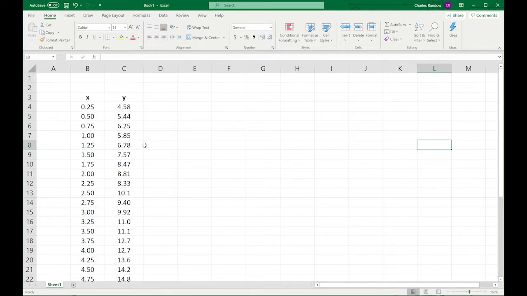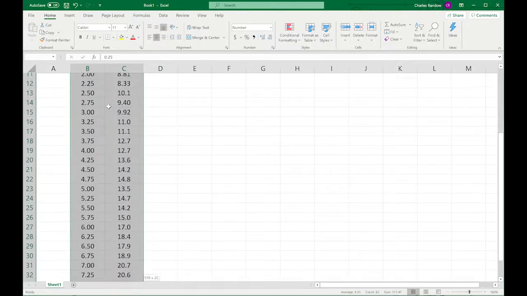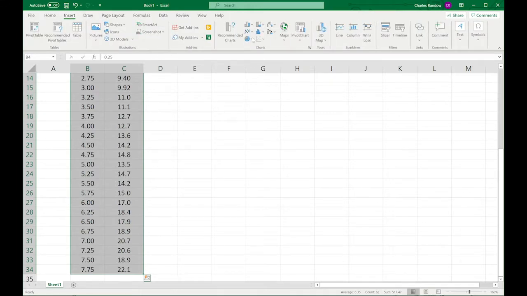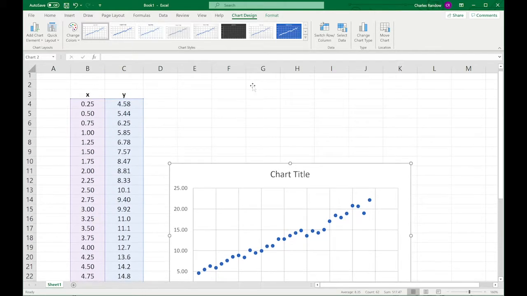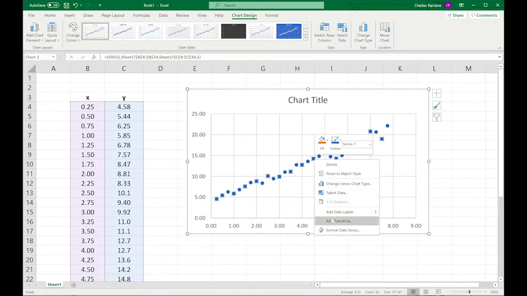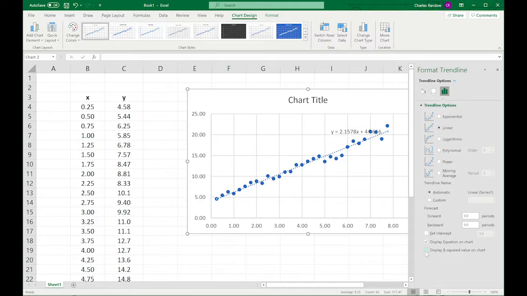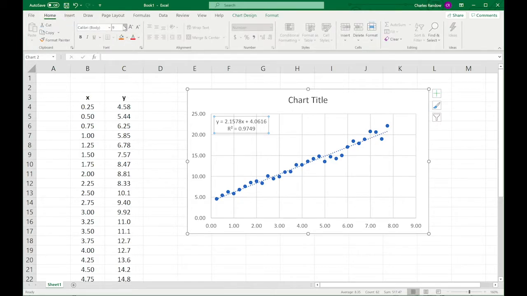So I have some data here, x and y data, and 30 or so points. Just to start with, I'm going to plot this data. So I'll insert a scatter plot, and this is what it looks like. So it's roughly linear, and if we wanted to, we could add a trend line, display the equation on the chart, display the r squared value, and that is what that looks like. Actually, I'm going to increase the font on this just to make it a little easier to see.